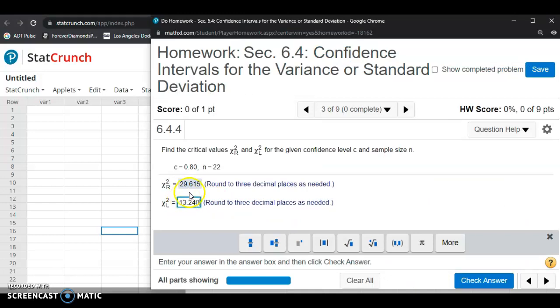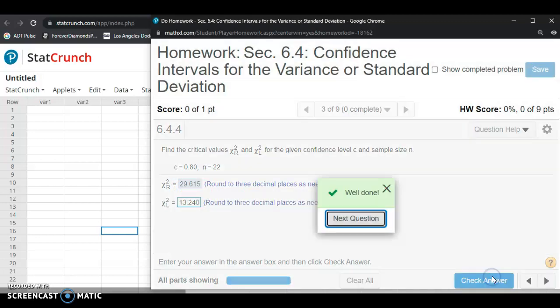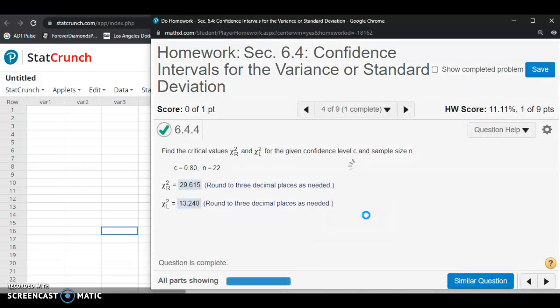You'll notice that the right-hand critical value is always going to be larger than the left-hand critical value. So if you get an answer that's smaller for the right-hand critical value than the left-hand, you might be doing something wrong. Okay, let's check our answer. Let's try the next question.